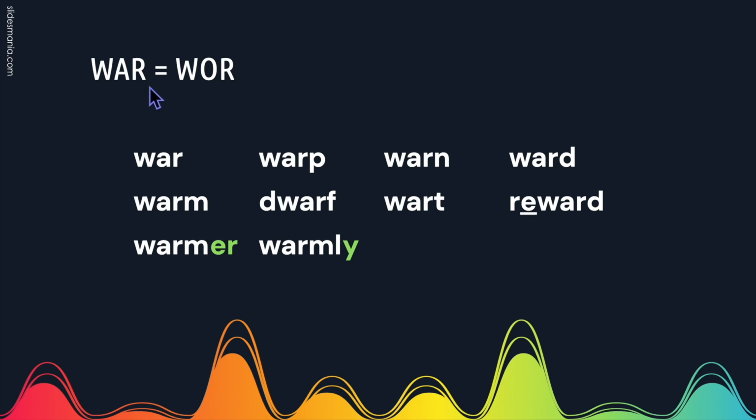If you have W-A-R, this sound is going to be war. So here is the word war. Warp, warn, ward, warm, dwarf, wart. This E is going to be long. Reward. ER says er, warmer. Y at the end of a long word usually has the long E sound. Warmly.